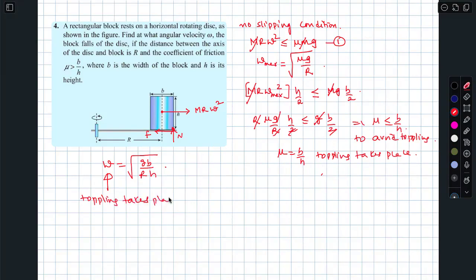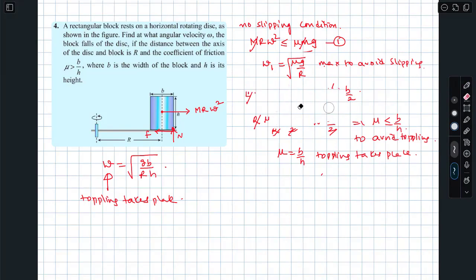I'll teach with much more clarity. So for this purpose, I will redo the same problem with different terminology. So we will take some omega 1 as root mu g by r, otherwise omega 1 maximum to avoid slipping. Take this as a different case, and the toppling case.